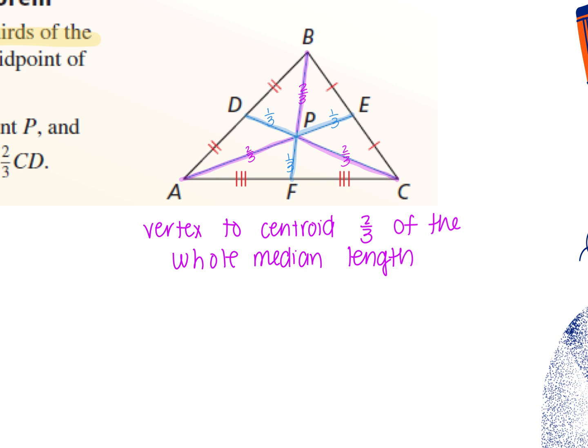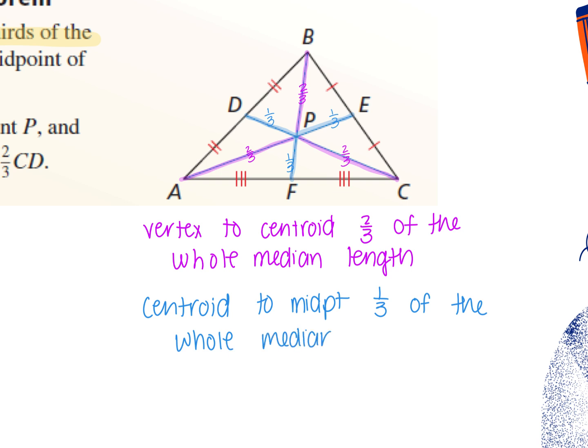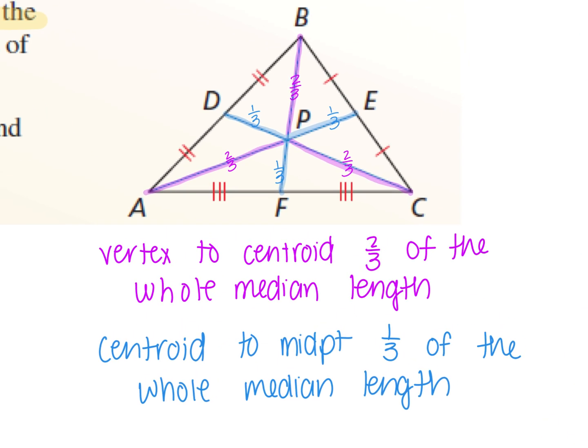And then from my centroid to my midpoint, it's 1/3 of, again, the whole median length. So you should be able to solve for what they're asking for. Okay, so vertex to centroid is 2/3. And yes, we should know what the vertex is. It's the point where they meet. And then from my centroid to my midpoint is going to be 1/3.